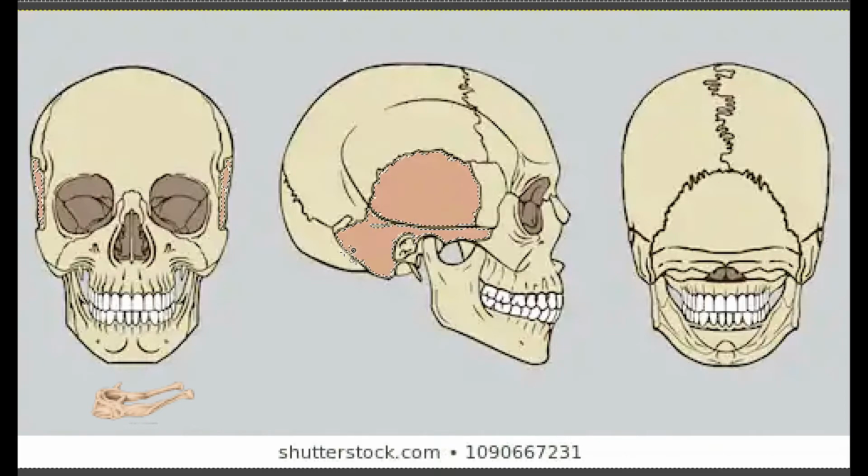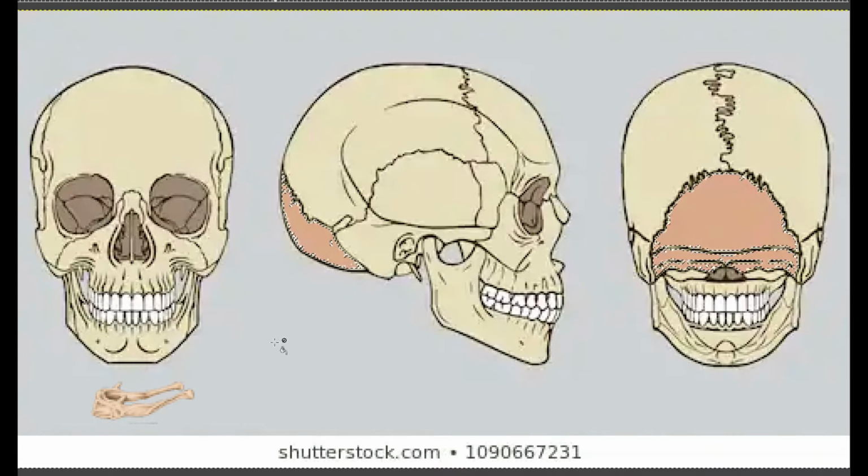Now the next region we're going to look at is the occiput, the occipital region, which is right here, the base of the skull, right here. So let's go ahead and shade that in. This is the occiput, the base and bottom or back of the skull here.